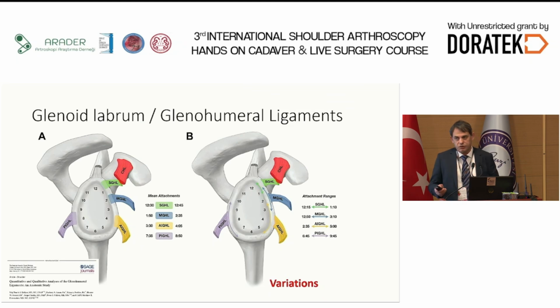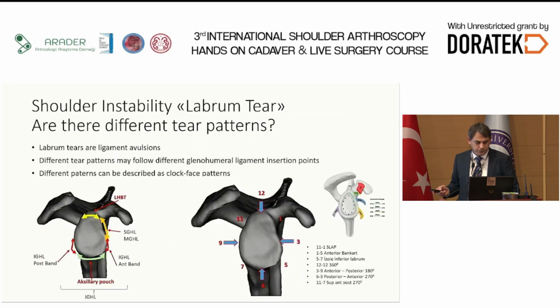Of course, there are some variations. You can divide the insertion points of the ligaments as a clock face, but there are some variations where it crosses the original insertion points. So there are lots of variations. These are the variations from only 10 cadaver dissections. So there are lots of variations about the insertion points.